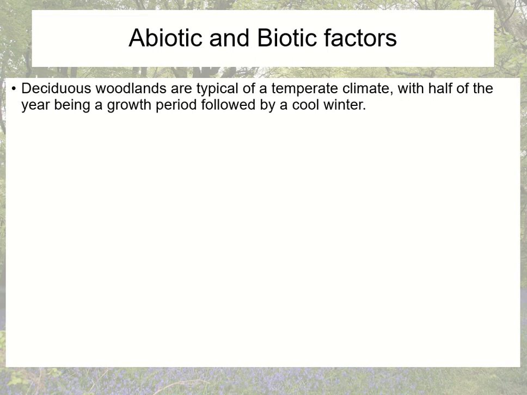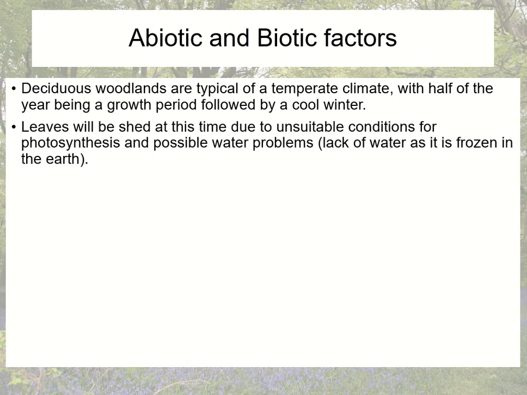So deciduous woodlands are typical of temperate climates. The only other temperate climate ecosystem you'd find is temperate grassland. Half the year is a growth period, so spring into summer into sort of late autumn, and then half the year is kind of a cool winter period where growth stops or slows down.